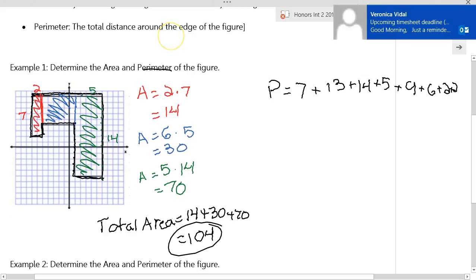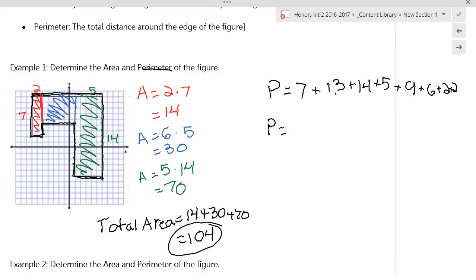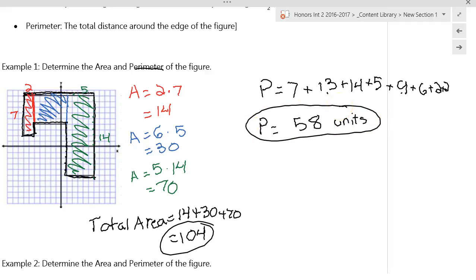So then I'm just adding all these up. 7 plus 13 is 20, plus 14 is 34, 39, 48, 54, 56, 58. So 104 units, which is definitely units squared, is the area, and the perimeter is 58 units.